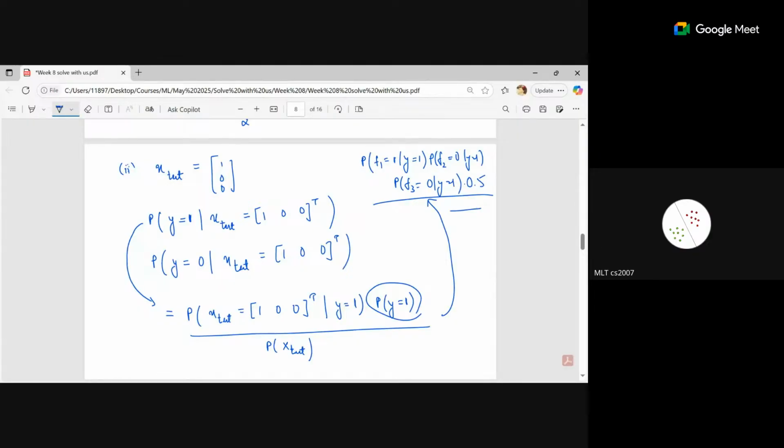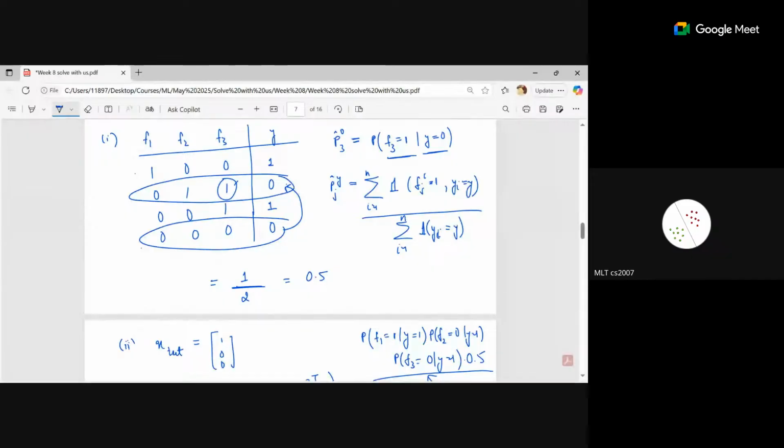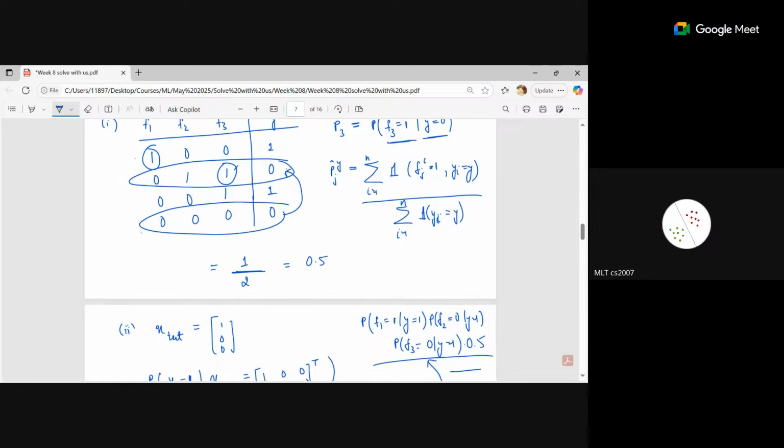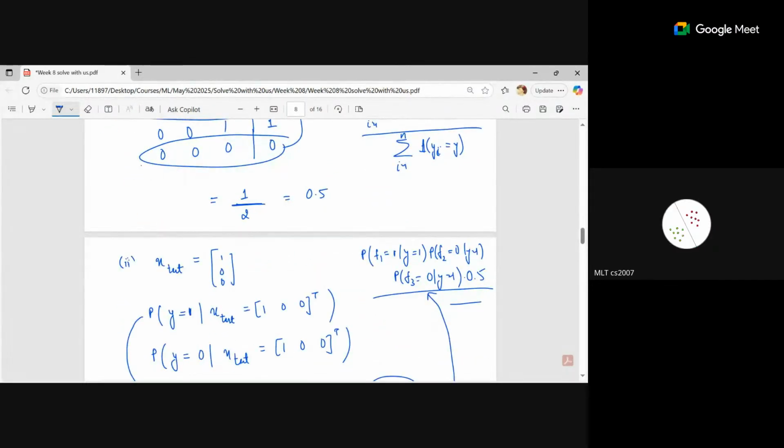So what is the probability f1 is equal to 1 given y is equal to 1? Given y is equal to 1, what is this estimate going to be? f1 is equal to 1. It is just going to be 1 by 2.